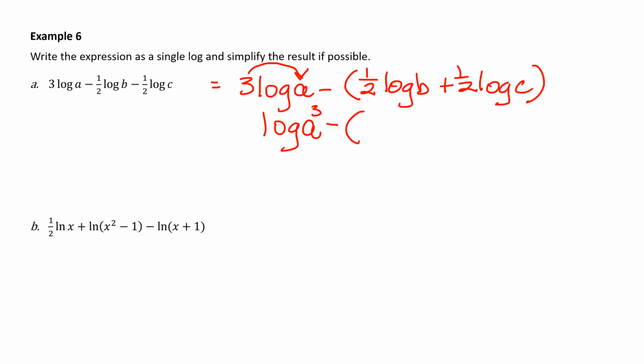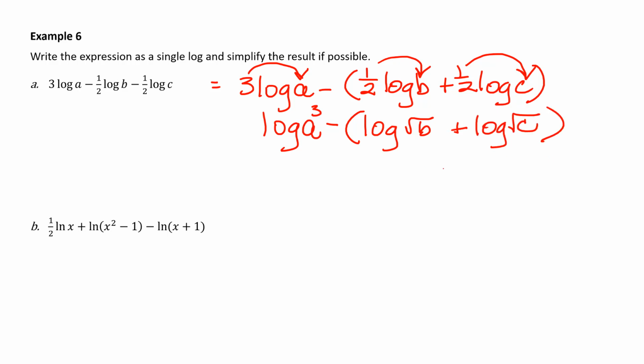And then I'm going to do that over here also. I'm going to put 1/2 into the exponent of that argument, and I'm going to put 1/2 into the exponent of that argument, but I'm going to write it as a square root because anything to the 1/2 power just means square root. So I'm going to write log square root of B plus log square root of C. Now I am going to write log square root of B plus log square root of C as the log of the product square root of B times square root of C, because I know that if I add two logs, I can just take the log of the product of the arguments.